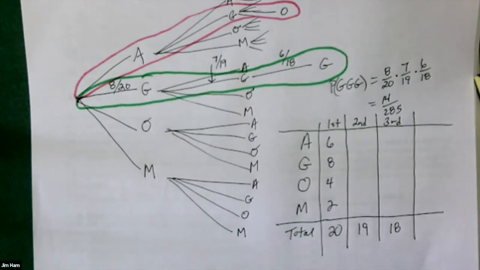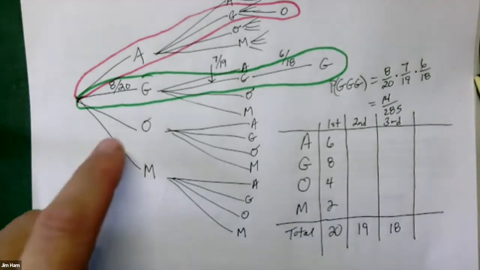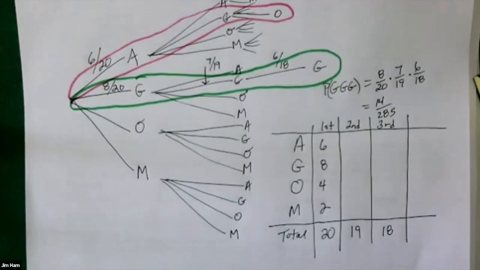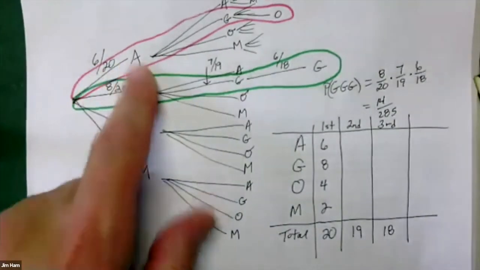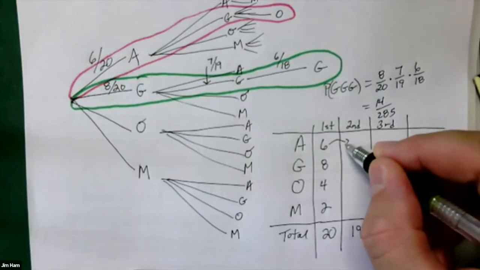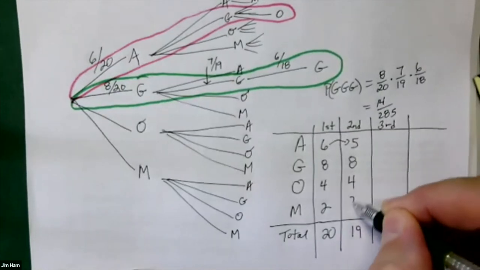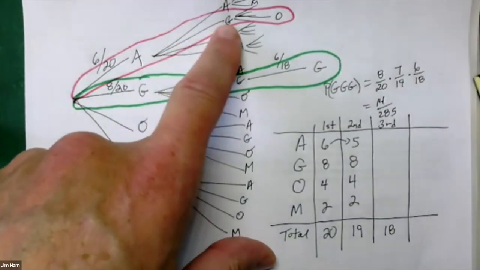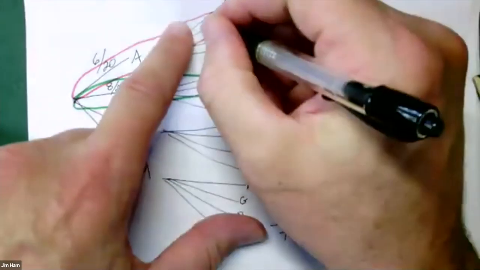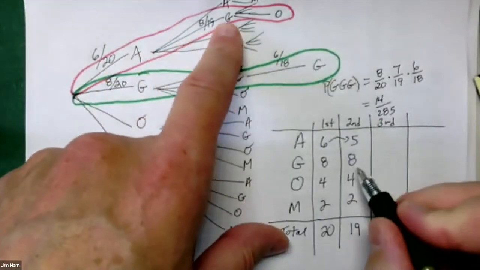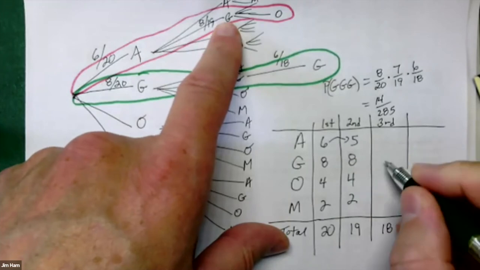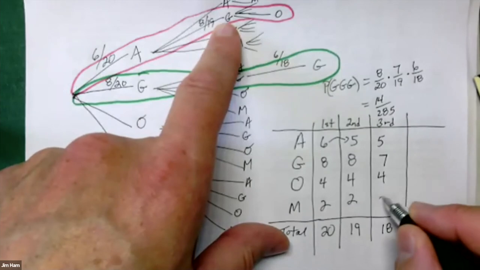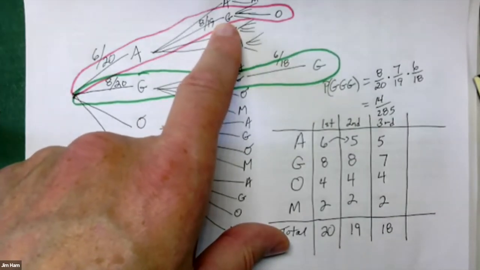So let's take a look. Let me just get caught up with you here. Since there are 6 apple to begin with, that's 6 out of 20. If we're coming up here, that means one of the apples reduces to 5, but everything else stays the same. Then as we go down here and we're looking at G, there are 8 G's out of the 19. But since we've gone up this branch, it assumes that we've selected one of these grapes. So in the next round, there's only 7 to choose from. Still 5 apple, still 4 orange, still 2 mango, and those add up to 18.